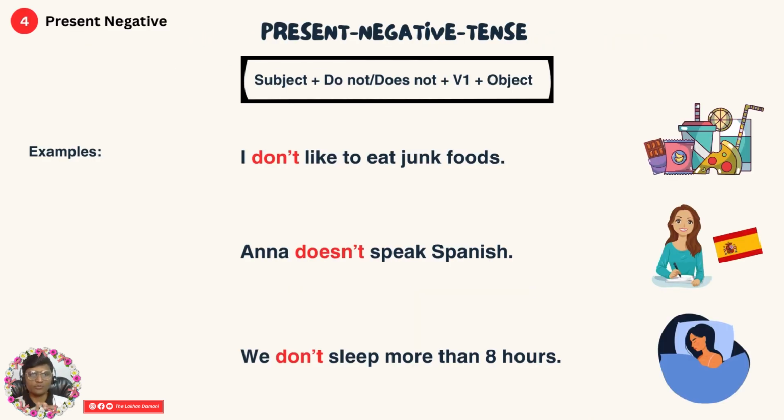Number 4, present negative, right? In the present negative tense, the structure we have already studied. We have to use subject, do not or does not, verb first form, object. I don't like to eat junk foods. I don't like to eat junk food. You can try to eliminate the S. I don't like to eat junk food.